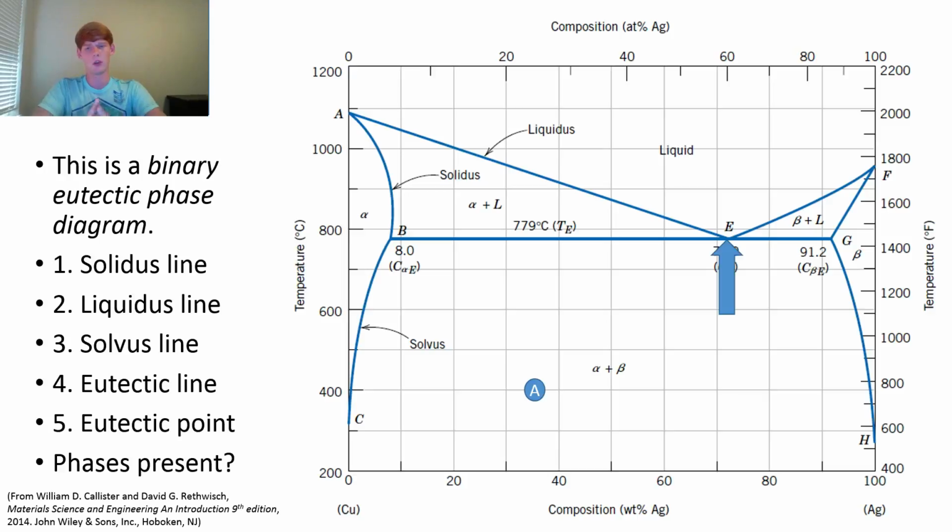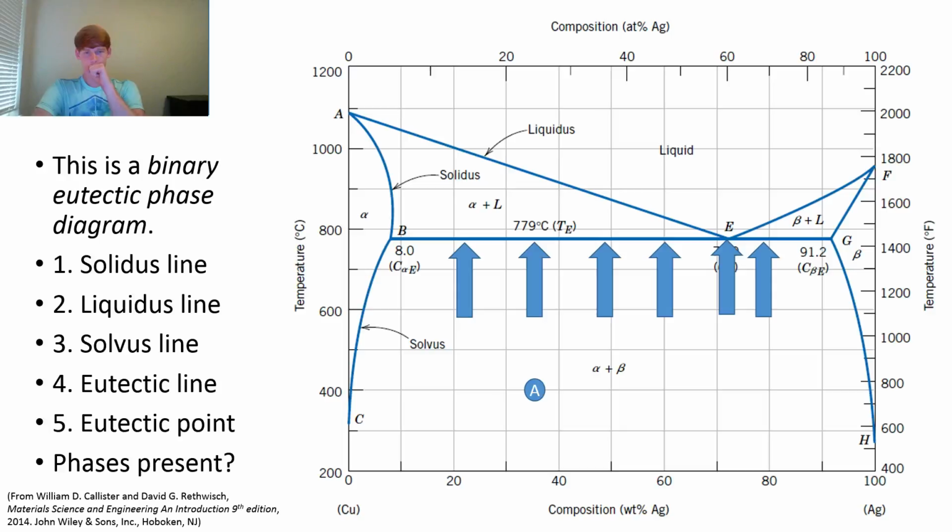Now, what about the eutectic point? The eutectic point is touching the liquid phase and the alpha plus beta phase. So at this point, there's 3. This also goes for the whole length of the eutectic line. So the whole length of the eutectic line has 3 phases present.